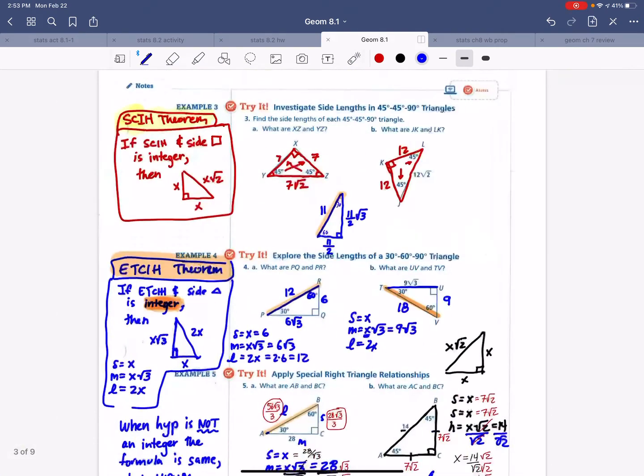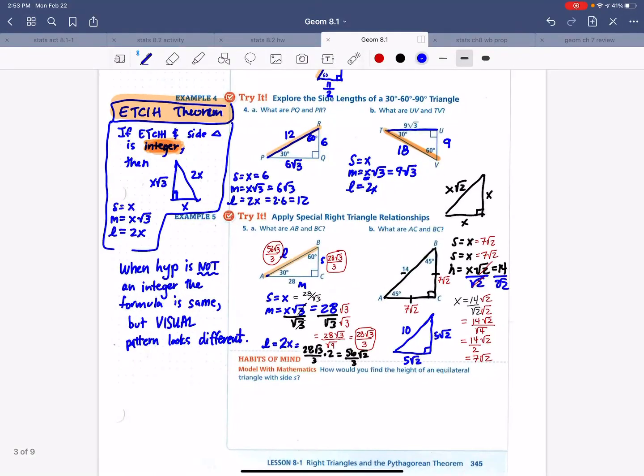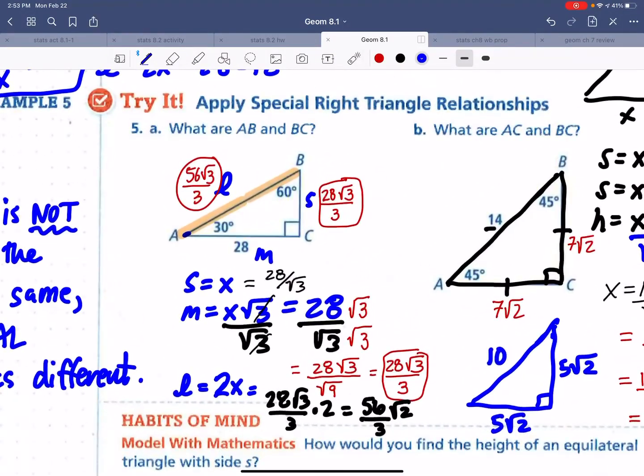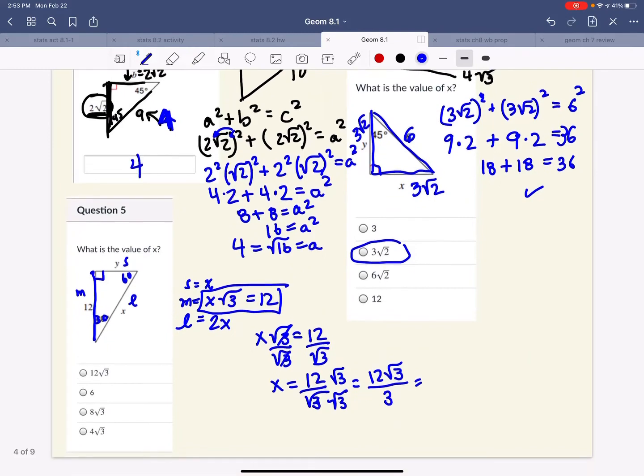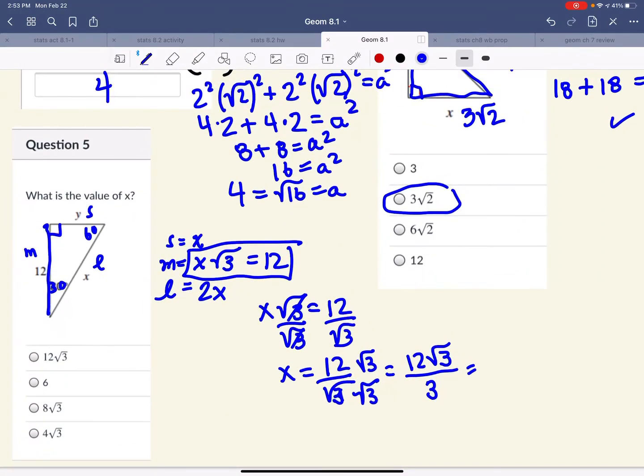So again, how did we have one like this? The one like this is this one right here, question number 5. This was 28. This small side is 28 times the square root of 3 divided by 3. And then this is just doubled. So let's look back on our notes. That's exactly what we got here. We have this is 12. So this is 12 times the square root of 3 over 3. This one, though, will simplify a little bit cleaner.